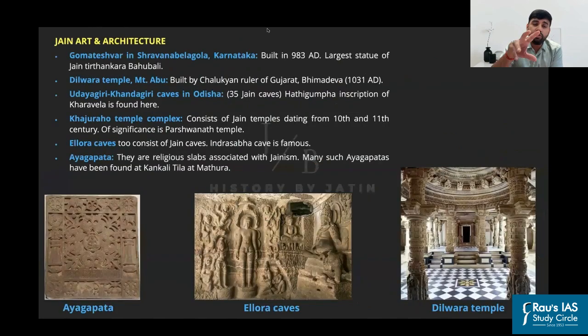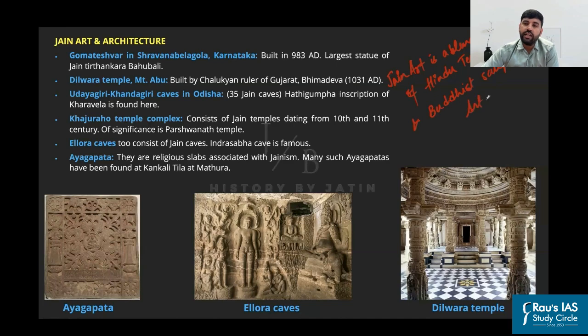Now, Jain art is mostly a kind of representation of Hindu art. Jain art is nothing but a culmination, or the mixing, of Hindu art and Buddhist art. Jain art is a blend of Hindu temple art, which is Nagara style, and Buddhist sculpture art.